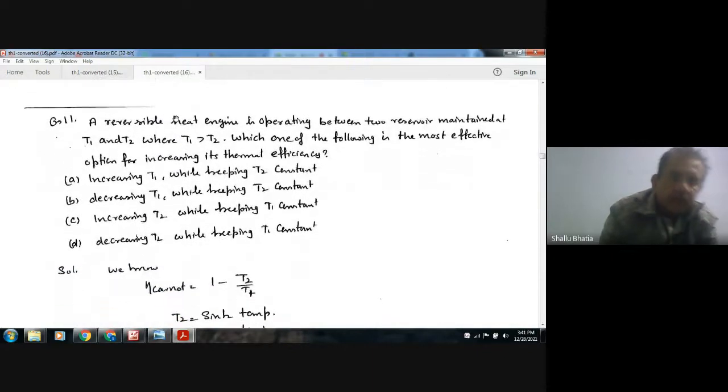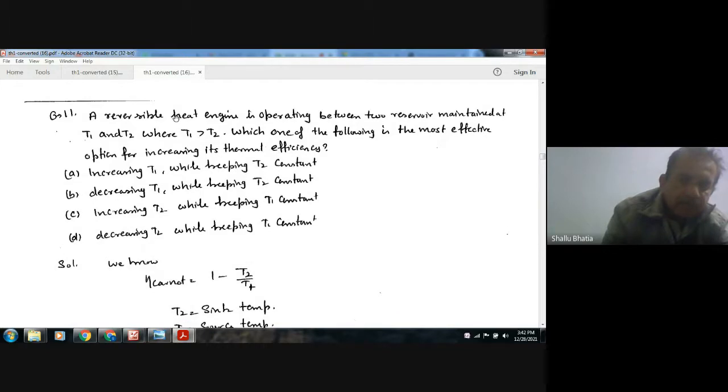Next, question 11. A reversible heat engine is operating between two reservoirs maintained at T1 and T2, where T1 is greater than T2. Which one of the following is the most effective option for increasing its thermal efficiency? Option A, increasing T1 while keeping T2 constant. B, decreasing T1 while keeping T2 constant. C, increasing T2 while keeping T1 constant. D, decreasing T2 while keeping T1 constant.